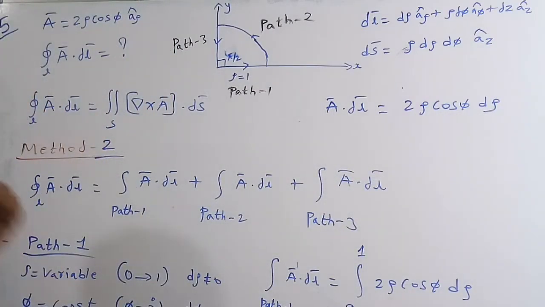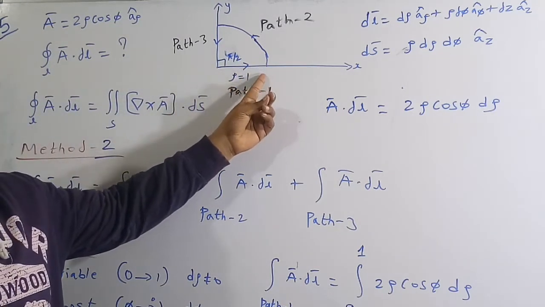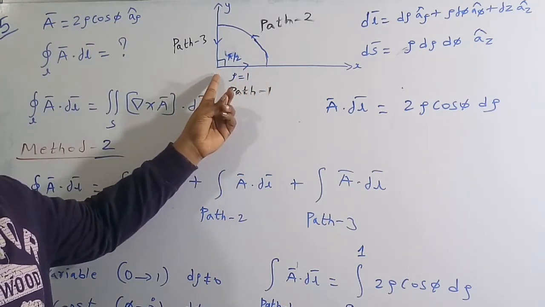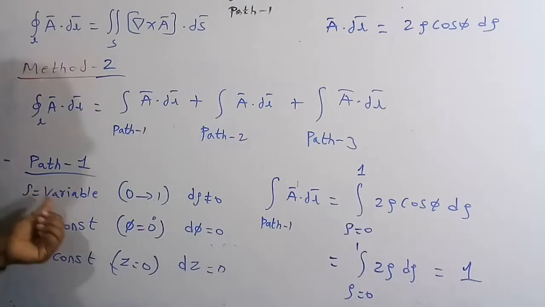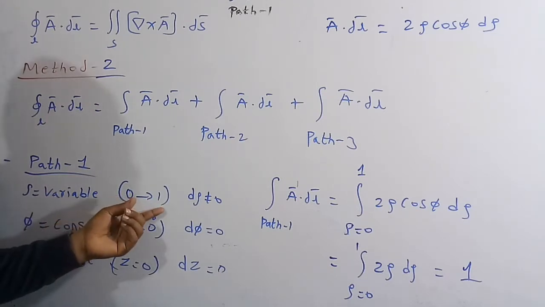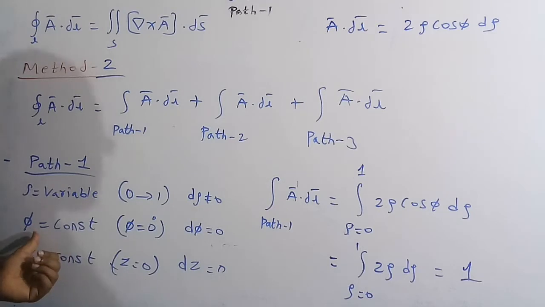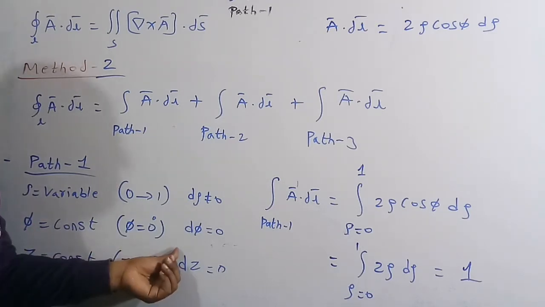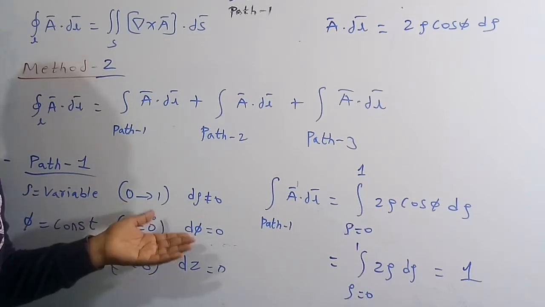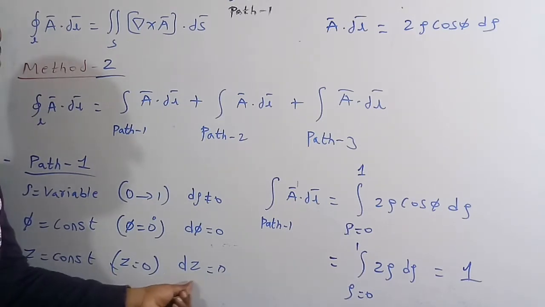So now for path 1, what are the variables? For path 1, rho is changing from 0 to 1 and phi is a constant which is equal to 0, and z is also a constant which is equal to 0. So for path 1, rho is the variable changing from 0 to 1. Phi is a constant equal to 0 degrees, so we can say d phi is equal to 0, because the change in phi is 0. Similarly z is a constant equal to 0, so the change in z is equal to 0.